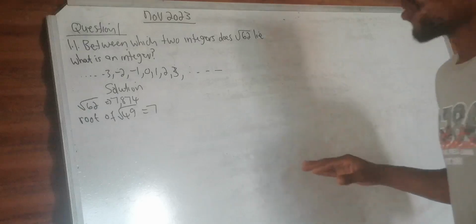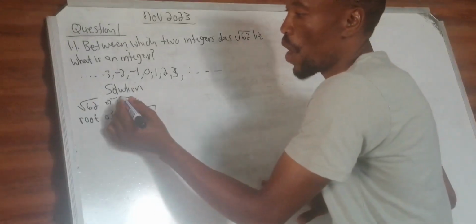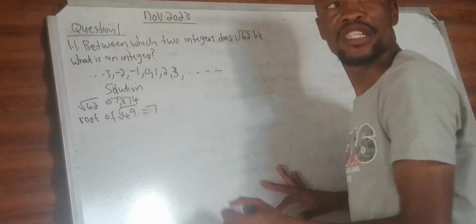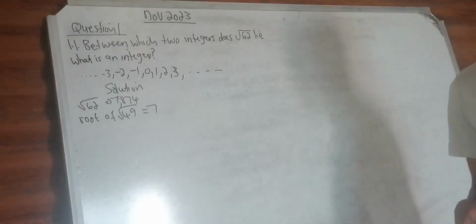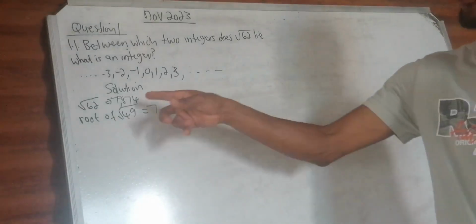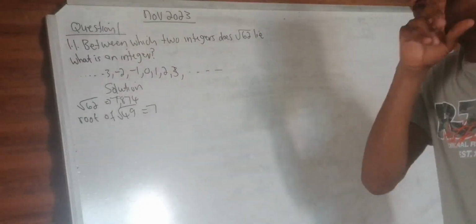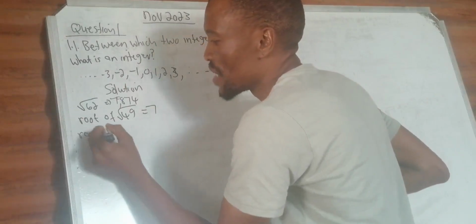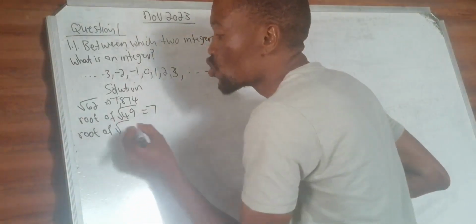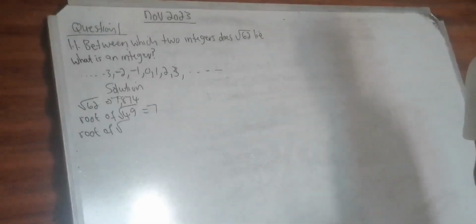How do we round off this number to a whole number? 7,8 rounded off becomes 8. Then we ask which number's square root gives 8. Is it 81? The square root of 81 is 9.